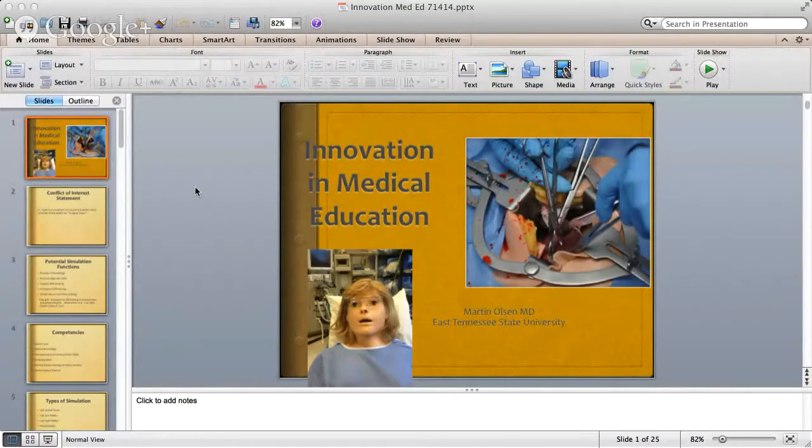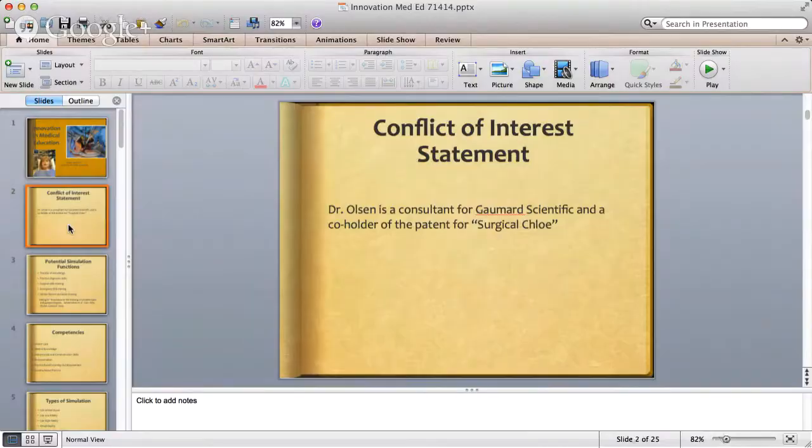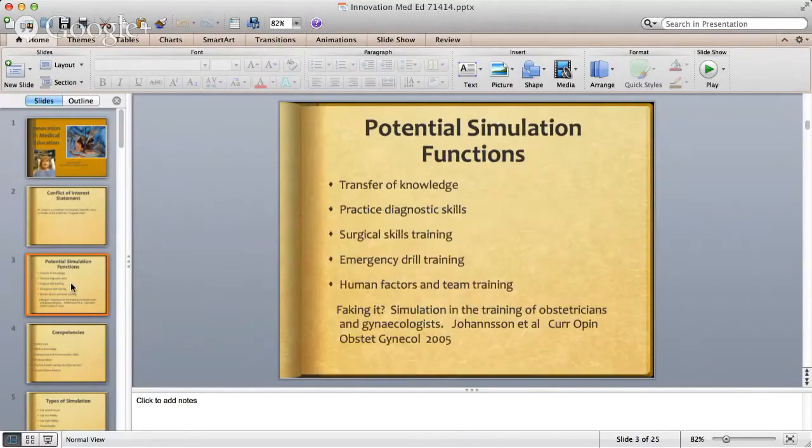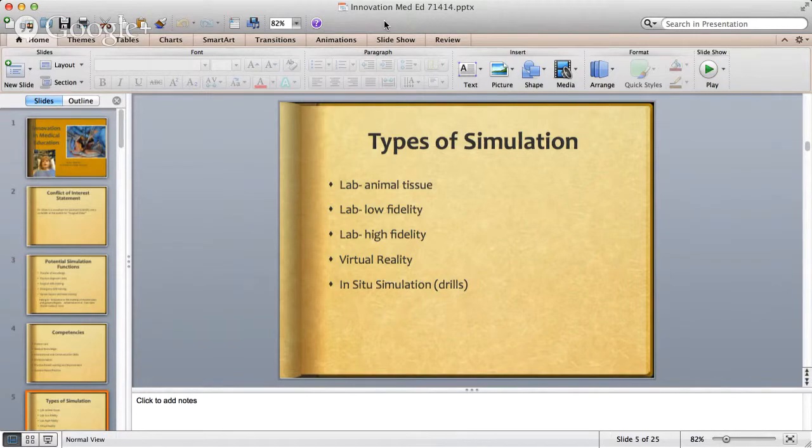So what's on my screen is innovation in medical education. The first slide. Okay. Now do you see conflict of interest? Conflict of interest slide. All right. And then this was the simulation functions. It's working out. Great. Well, if that's the worst thing that happens, we'll have a pretty good discussion, won't we?